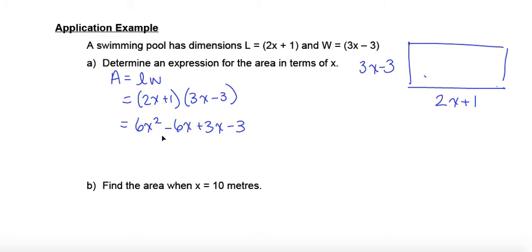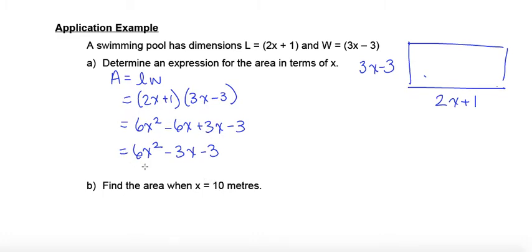So I need to simplify, so I need to collect my middle terms. I have 6x squared. Negative 6 plus 3 is negative 3x, and then minus 3. Now I have a simplified expression for the area of this swimming pool. What happens if the value of x is now 10 meters? What would the actual area be?